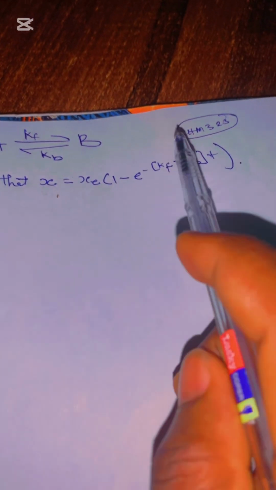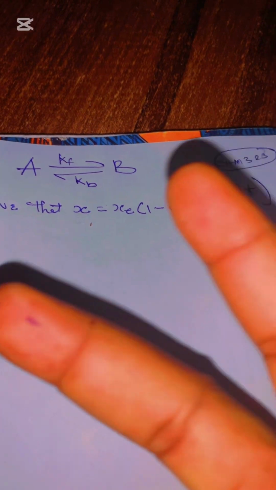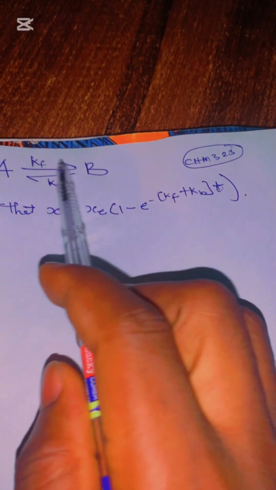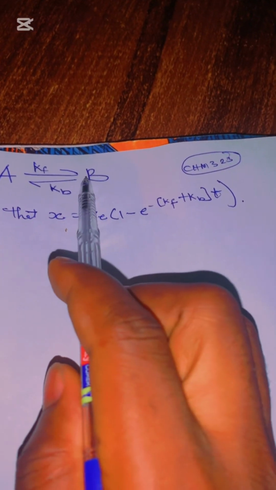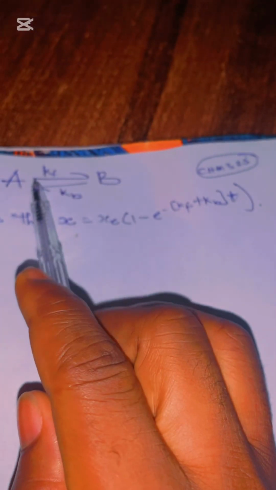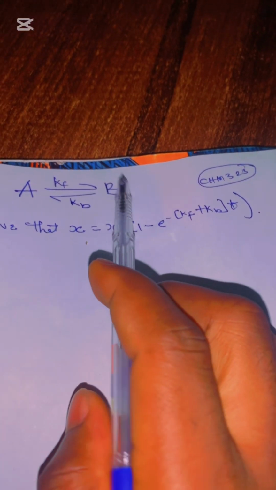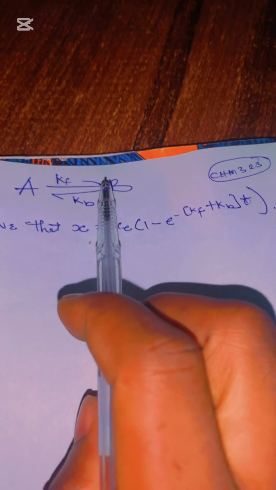And we know our Kf is the rate constant of the forward reaction, Kb is the rate constant of the backward reaction, and this T is our time. This kind of reaction is what we call an opposing reaction. Opposing reaction follows two principles. The first is that the path followed by the forward reaction, A going to B, is also the path followed by the backward reaction. The second is that the rate of forward reaction is equal to the rate of backward reaction. Let's take note of that.